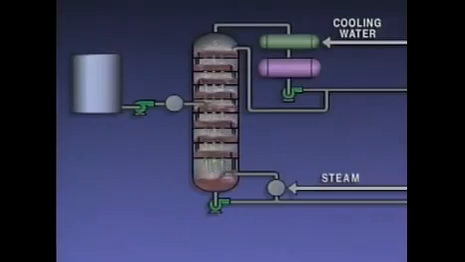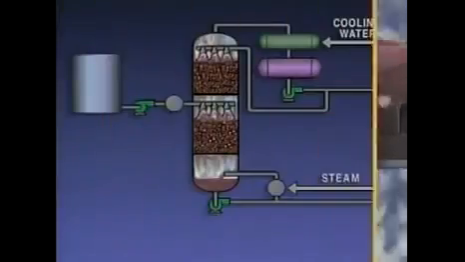Let's start with a tower that uses trays with bubble caps. The holes in each tray are covered with caps called bubble caps. The slots in these bubble caps disperse the rising vapors through the liquid on the tray. Each bubble cap has many slots, and each tray has many bubble caps to spread out the vapors. This ensures maximum contact between vapors and liquid so that maximum heat transfer can take place.